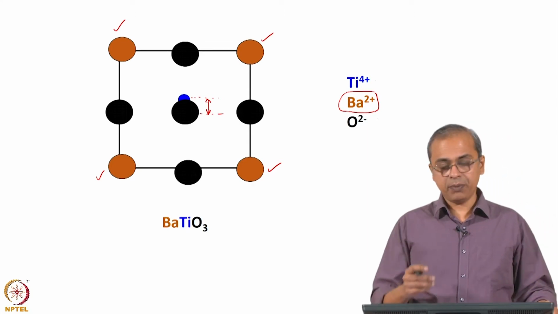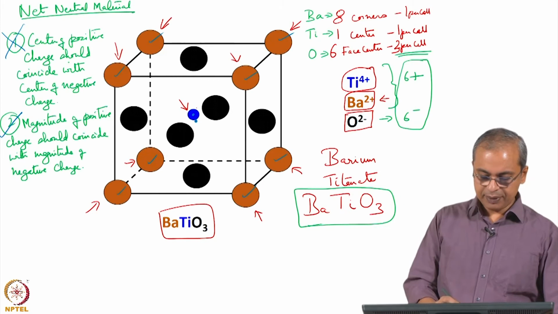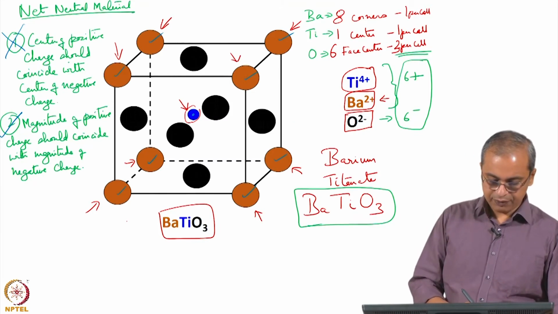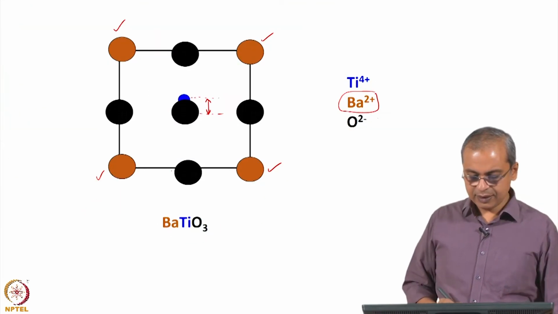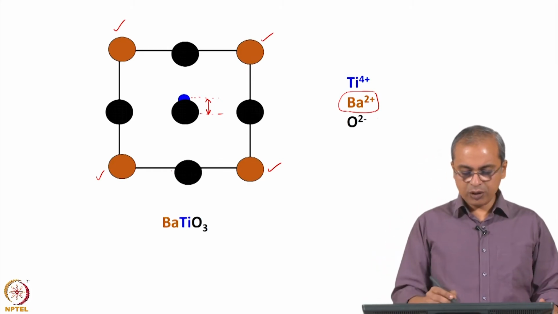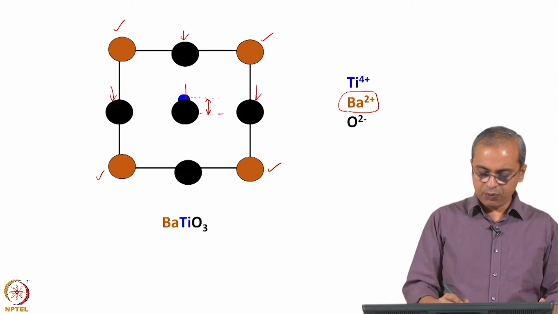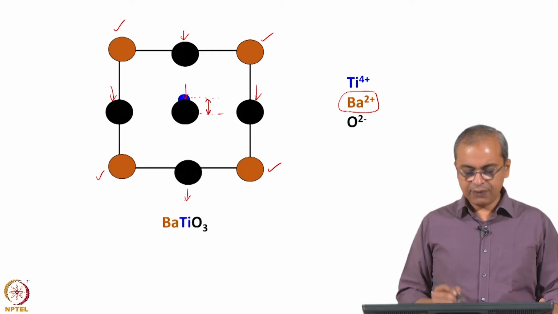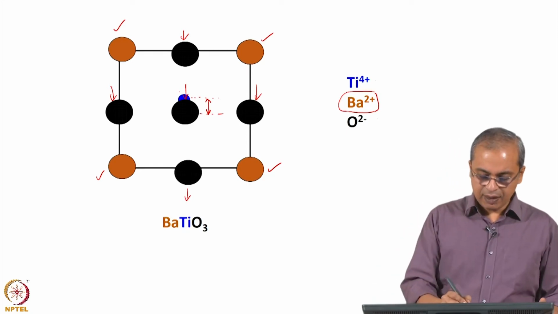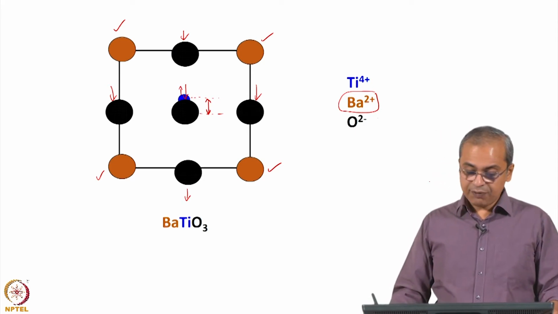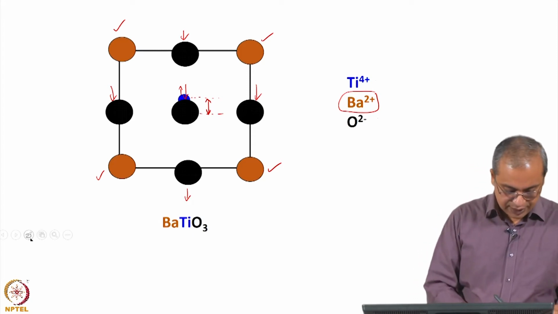Titanium is in the body center, please remember it is at the body center, right in the middle here. So, titanium is sitting here and oxygens are in the face center. You are looking at it from the front, from this direction in this next image. Looking at it from the front, you find that the oxygen ions have all moved down a little bit relative to the center of that lattice, whereas the titanium ion has moved up a little bit with respect to the center of the lattice.